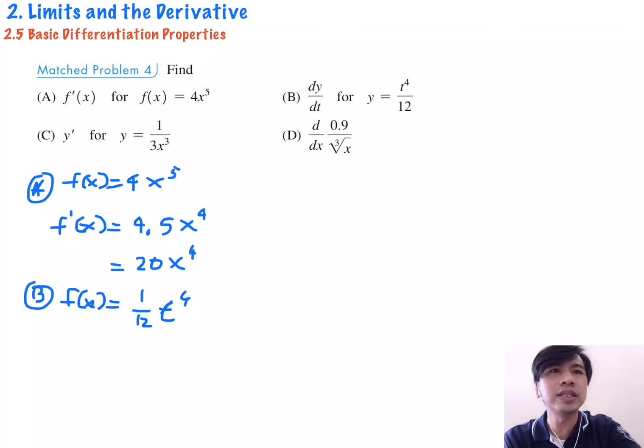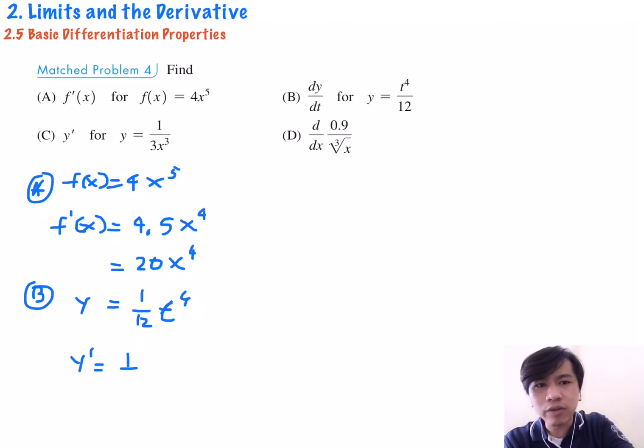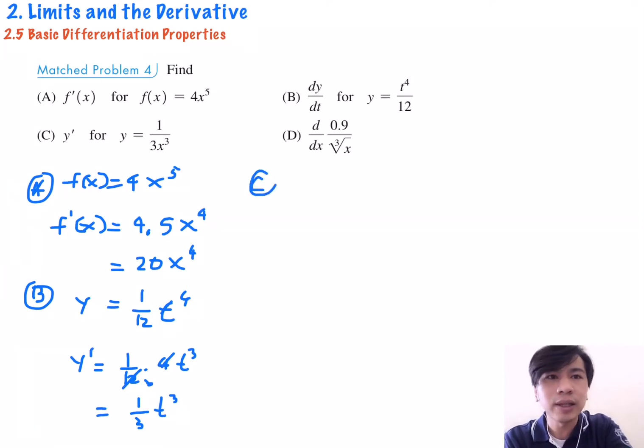I'm sorry, this is dy dt. I'll just put y over here, and then y prime will be 1 over 12 times 4, right, times t to the power of 3, because 4 minus 1, so you get this, and then simplify it. Don't forget, you'll get 1 over 3 t to the power of 3. Simple, yeah? Okay, c. I keep saying simple, but I don't know if you find it simple or not. I hope you can find that this is simple.